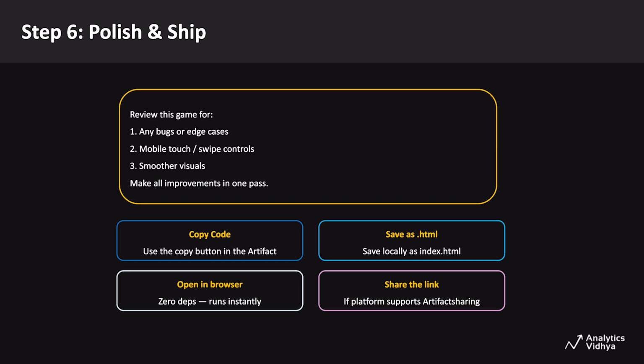After the main features are done, the next step is to polish the game. This includes checking for bugs and edge cases, improving the visuals, and even adding mobile-friendly controls if needed. Once that is complete, we can copy the code from the artifact, save it as an HTML file, and run it directly in the browser. That is the full journey from idea to playable prototype.